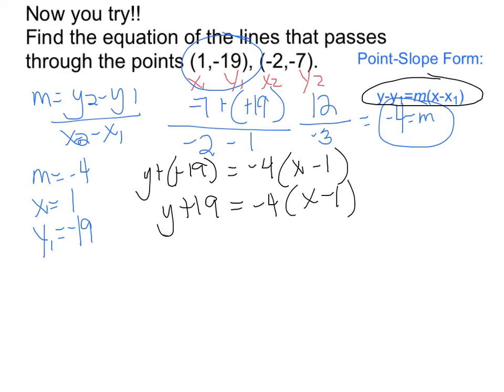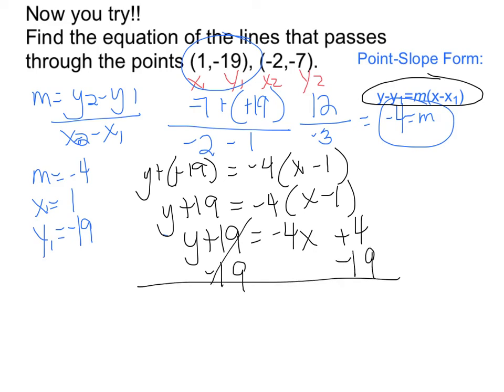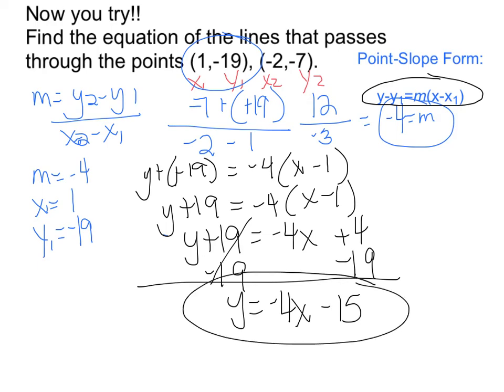So now all we have left to do is simplify. Y plus 19 equals negative 4x plus 4. Move 19 over to the other side. We have to subtract it because the opposite of addition is subtraction. Y equals negative 4x, and negative 19 plus 4 gives you negative 15. So your equation of the line is y equals negative 4x minus 15.